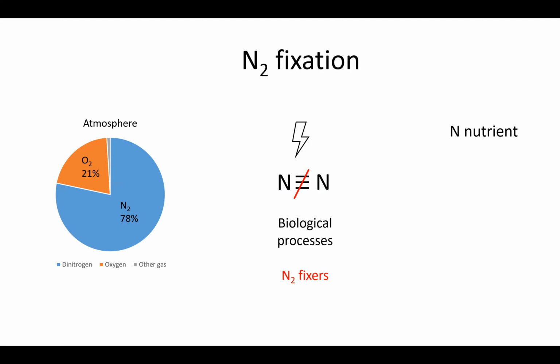After being fixed by the nitrogen fixers, this nitrogen can enter the nitrogen cycle or the biological cycle, which we call nitrogen nutrient. This nutrient can be used by the nitrogen fixers themselves or can be taken up by the higher-level consumers and enter the food web. After the nitrogen goes to the ecosystem, it can be recycled and used again and again.